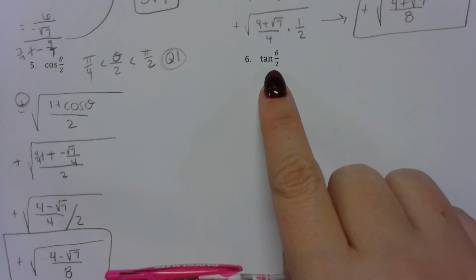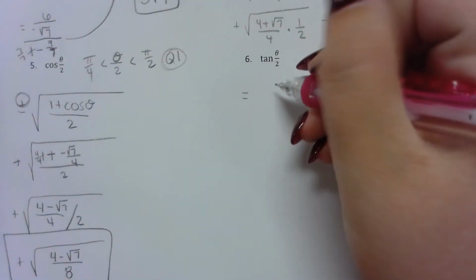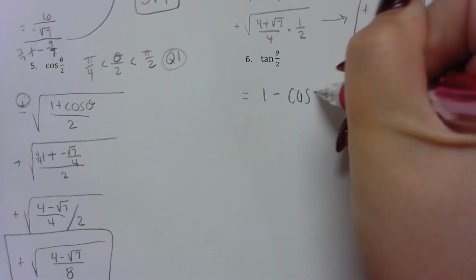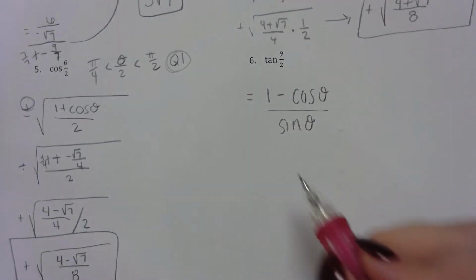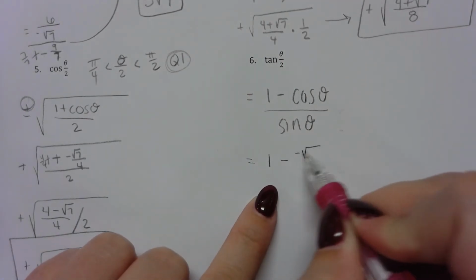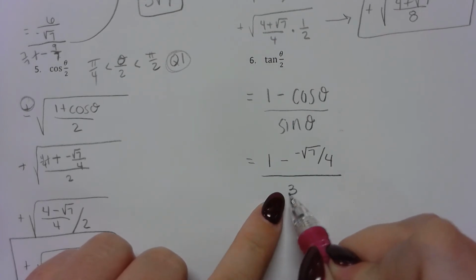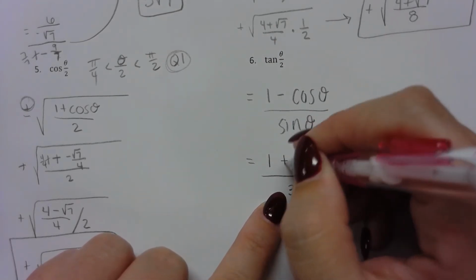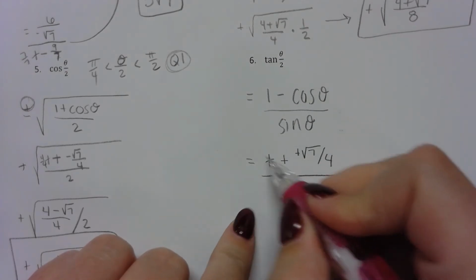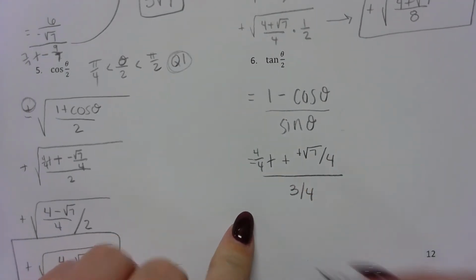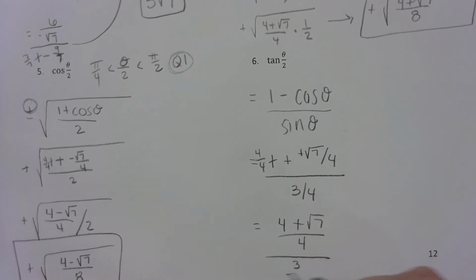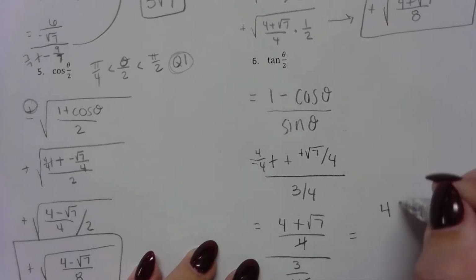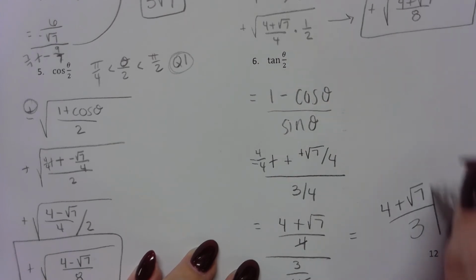Tangent of theta over 2. So if we look at our sheet and we copy it down, tangent of theta over 2 is 1 minus cosine theta over sine theta. No plus or minus to choose from in this problem. We know that cosine is negative root 7 over 4, and we know that sine is 3 over 4. Subtracting a negative means addition. Let's make this 1 a 4 over 4, so we can have common denominators. So we have 4 plus root 7 over 4 over 3 over 4. Once again, these 4's can cancel because they're both on the bottom. So that gives us 4 plus root 7 all over 3.